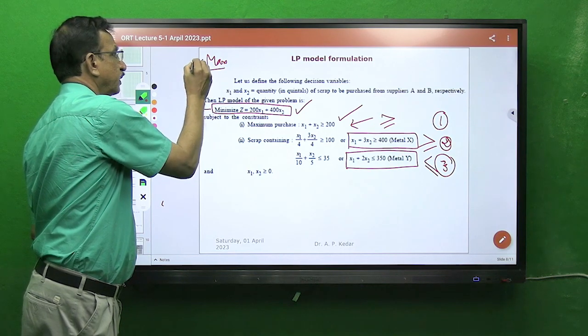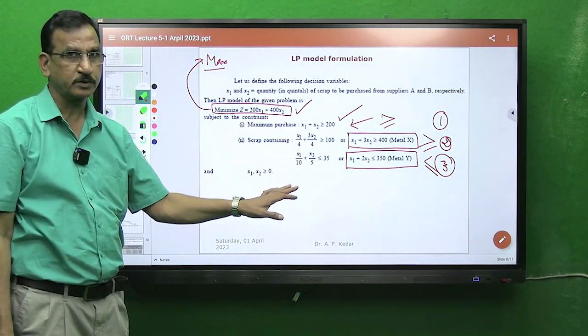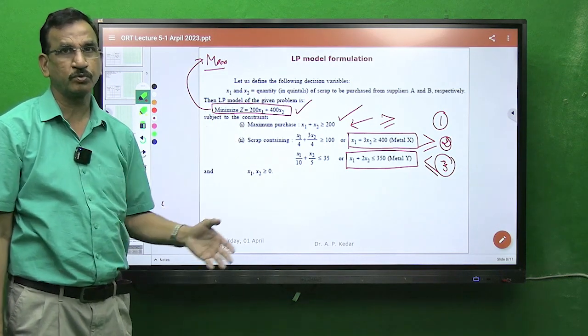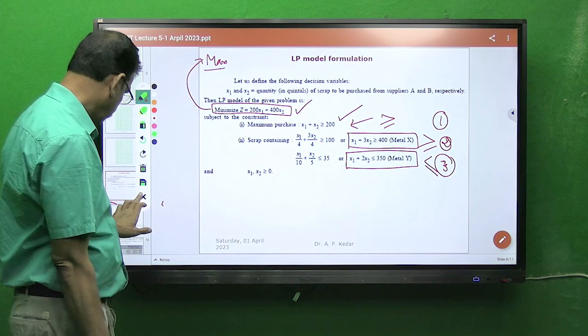Suppose I change minimize to maximize. Right now we will see for minimization. I will explain what the solution will be if it is maximization. Let's move ahead.